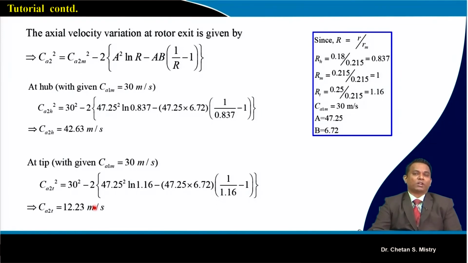Okay, so this is the indication when we are considering our exponential design. We are having variation of our axial velocity at the entry and variation of axial velocity at the exit of my rotor.